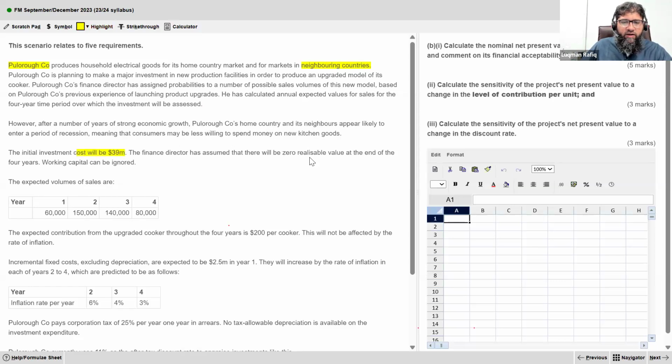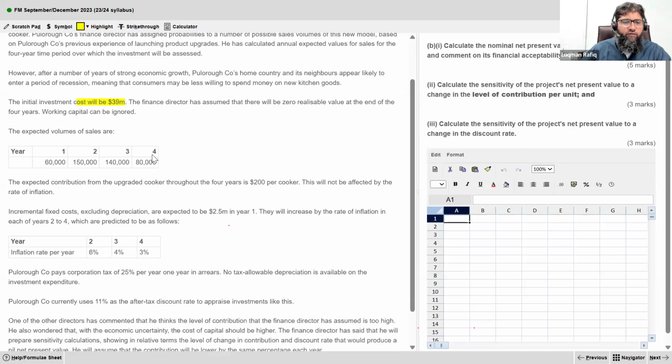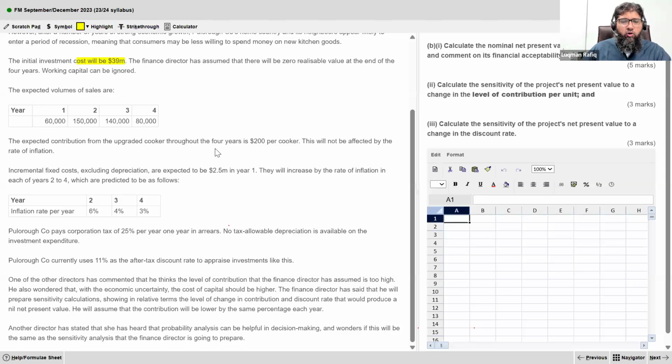The finance director has assumed that there will be zero realizable value at the end of the 4 years. The working capital can be ignored. The expected volumes of sales are as follows: 60,000, 150,000, 140,000, 80,000. Expected contribution from the upgraded cooker throughout the year is 200 per cooker. This will not be affected by the rate of inflation. Incremental fixed costs excluding depreciation are expected to be this much in year 1. They will increase by the rate of inflation in each of years 2 to 4, which are predicted to be as follows. The tax rate is 25% per year, 1 year in arrears. So the tax will be paid 1 year in arrears. No tax allowable depreciation is available on the investment expenditure.